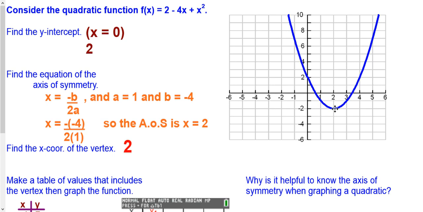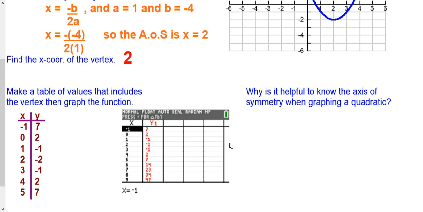Your vertex is this point right here, which is over 2, down 2. So your vertex is (2, -2) in parentheses.